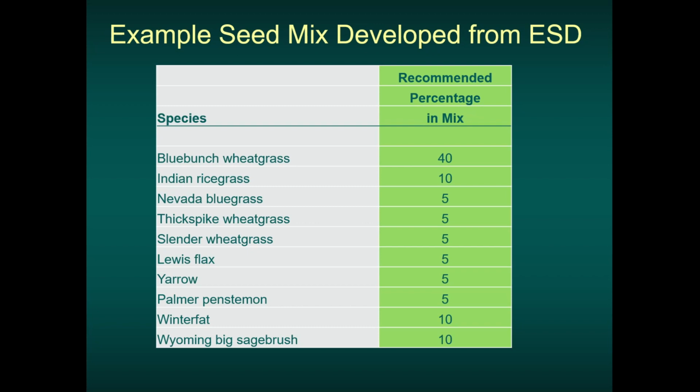And then we've got 3 different forbs: Lewis flax, yarrow, and Palmer's penstemon. And remember, these weren't on the ESD, but I went through Technical Note 2 and Technical Note 24 to find different species that were adapted to those conditions, the moisture and the soils and everything else. And I came up with these because I know they're abundant, they do well, and they're relatively cheap. I put in winterfat, which is a shrub. It's very good for winter grazing. And then Wyoming big sagebrush, which was a big part of the ESD, at 10%.